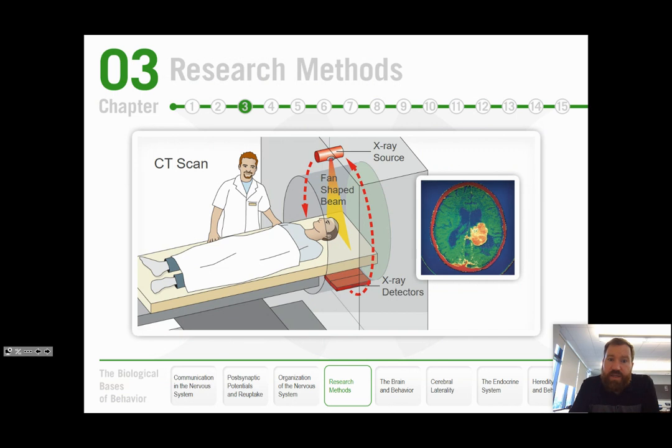Now let's look at CT scans. CT scans are really just like a fancy X-ray. The camera spins around the body, and they can then reassemble the different images that the X-ray is taking to create a 3D image. CT scans show structure. They do not show function.